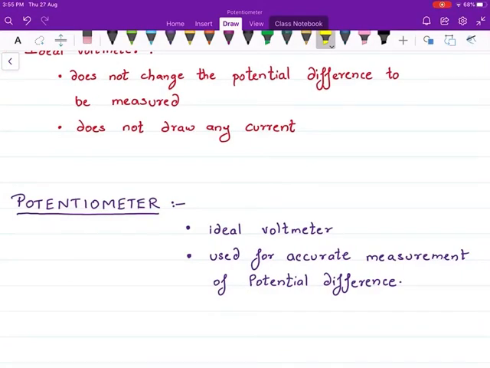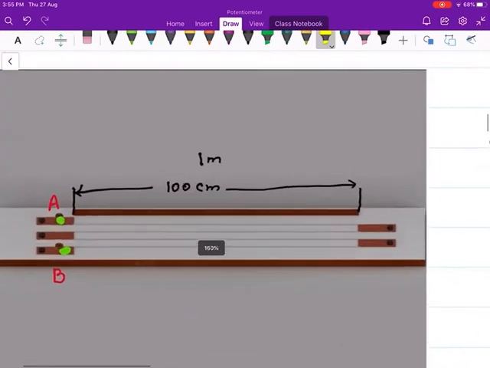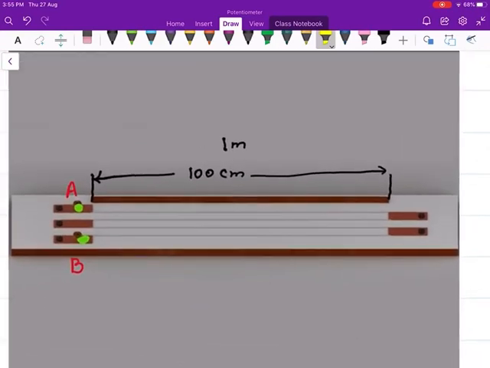It is the ideal voltmeter. It is used for accurate measurement of potential difference. Okay, so first let's see how this potentiometer looks like. So this potentiometer is like this.